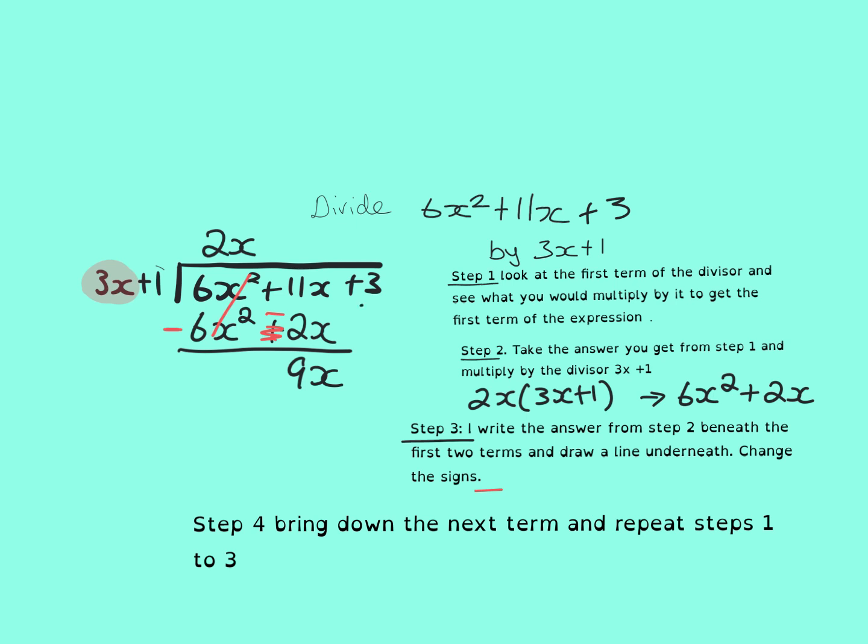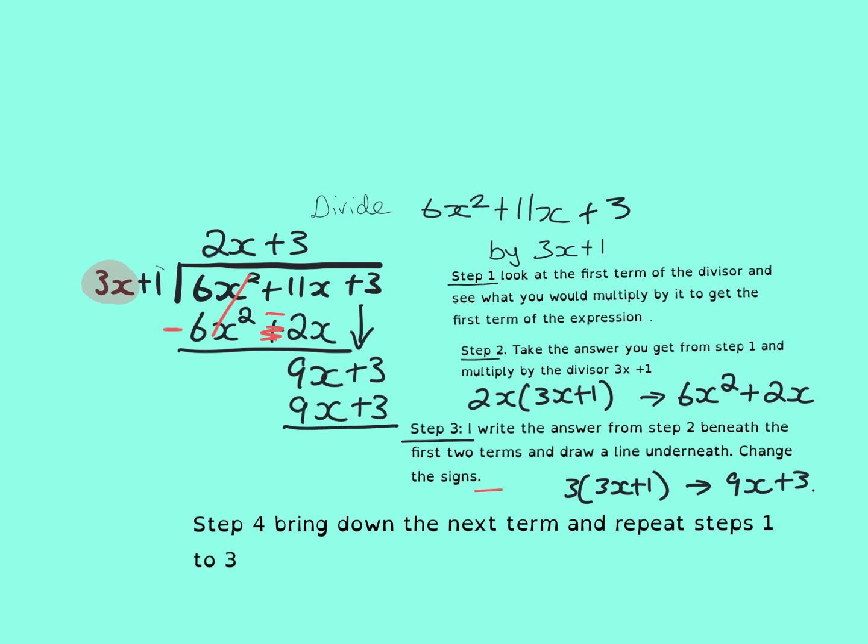Step 4, I'm going to bring down the next term, so that's plus 3, and I'm going to repeat the whole thing again. So I'm going to look at 3x and ask, what would I multiply by 3x to get 9x? Well, I know that that's going to be plus 3. Then I'm going to go ahead and out to one side here, multiply 3 times 3x plus 1. That's going to give me 9x plus 3. And I'm going to write that in underneath here.